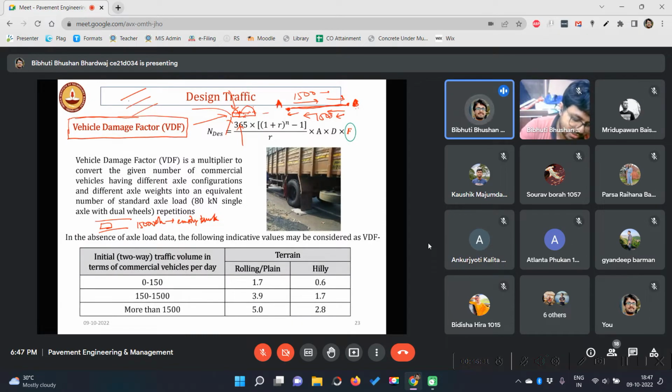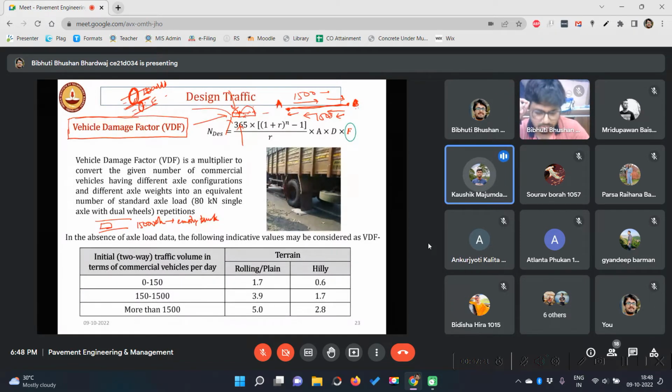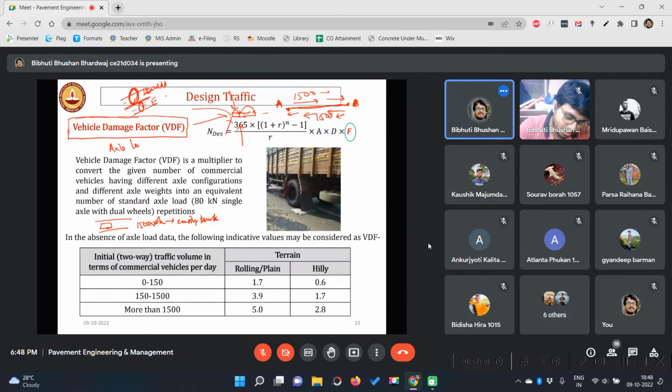So if this is a dual, divided carriageway, then this part of the road and this part of the road, do you think it will be a good idea to design in the same fashion? Here the load is very, very less because all the trucks are empty. Here it is fully loaded trucks, right? If you are simply counting the number of trucks, you will see 1500. So how will this difference come into the picture? The weights are different, so there must be a multiplier. So we need to conduct some axle load survey.